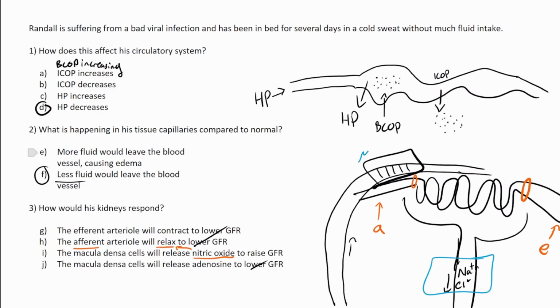Let me just label these. These are macula densa cells. They can also lower GFR by releasing adenosine, but we want to raise it. So the correct answers are D, F, and I.